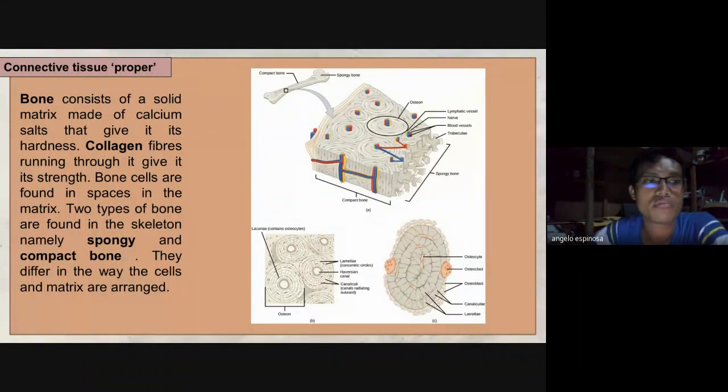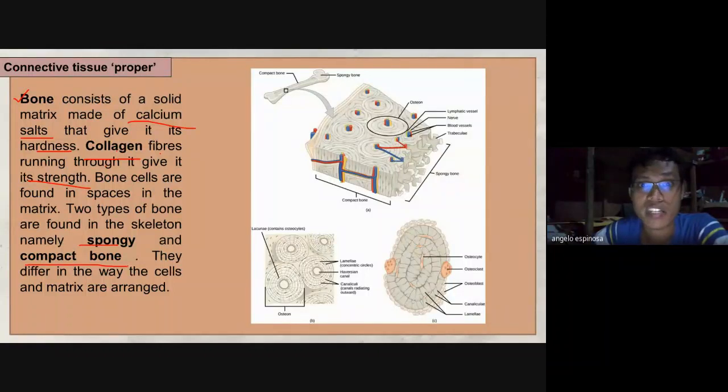So, you have bones. Bone is also connective tissue proper, consists of a solid matrix made of calcium salts that give it its hardness. Collagen fibers running through it give it strength. The collagen is the one that gives strength. Bone cells are found in spaces in the matrix. Two types of bone are found in the skeleton. We have spongy and compact bone.